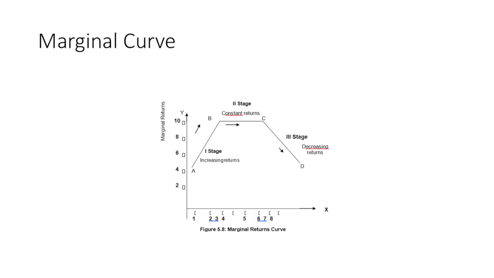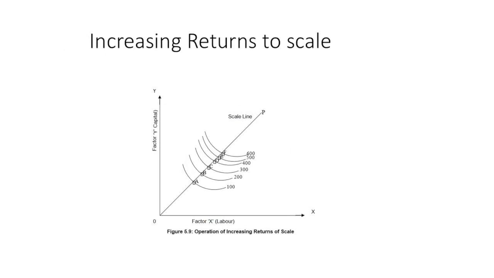And from B to C, there is constant return, which means, as we can see from the table also, the increase in input proportion is constant, but the rate of change of the output proportion is varying. So from B to C it is constant returns to scale, and from C to D, the slope goes downward with decreasing returns to scale. Now we can elaborate the operation of increasing returns to scale using this graph.